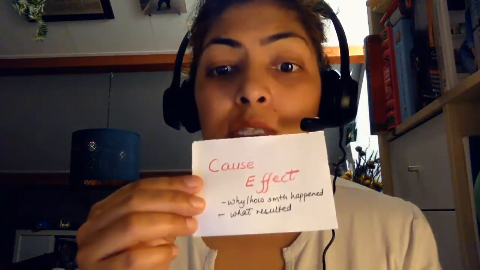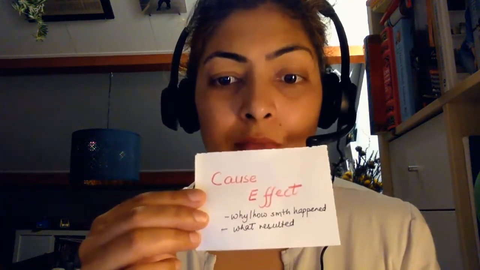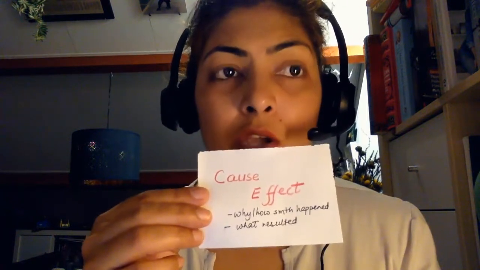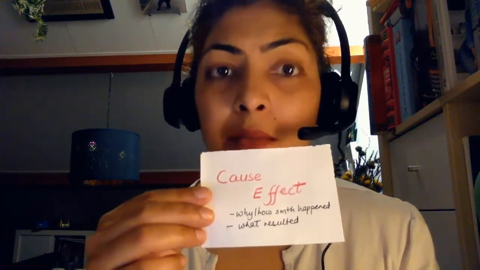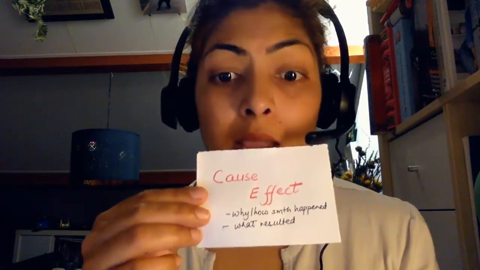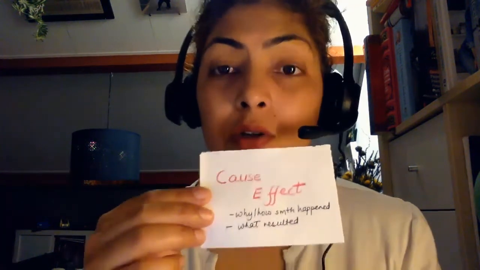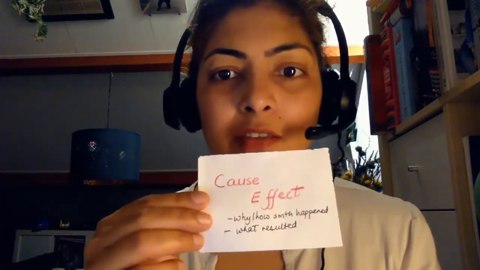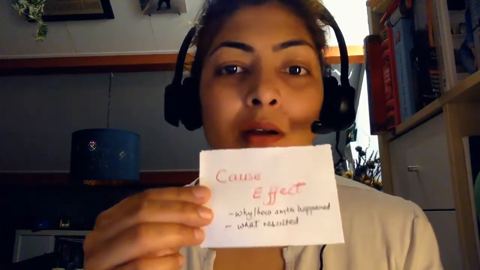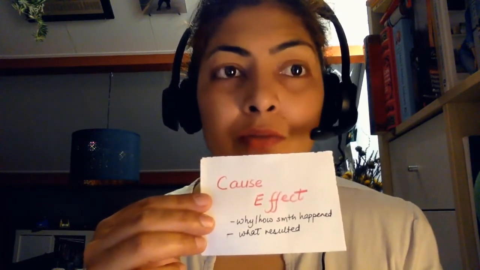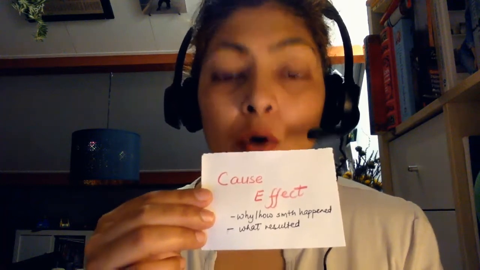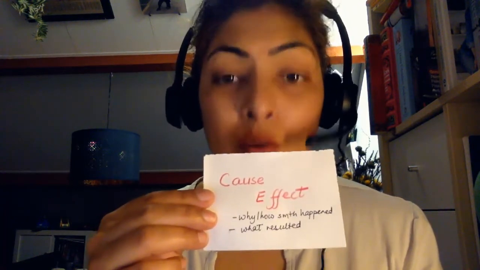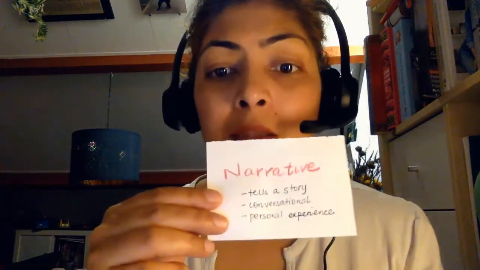Then the next one is a cause and effect essay. In a cause and effect essay, you need to know why and how something happened. Number one, the cause. And what's the effect? What resulted because of that event? So you could think about climate change. Why? How? And what's the result of climate change? Cause and effect.